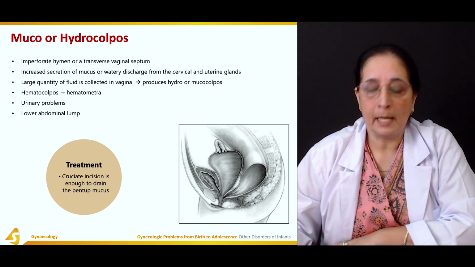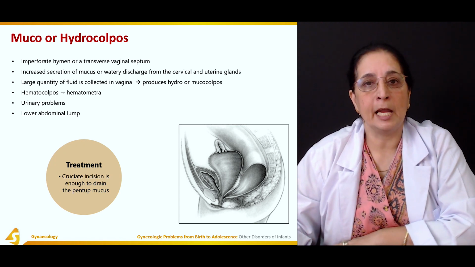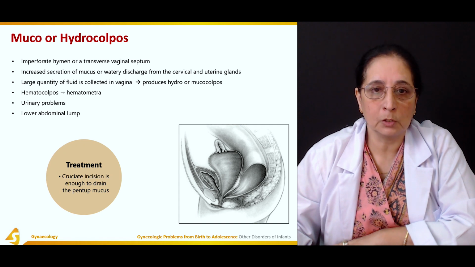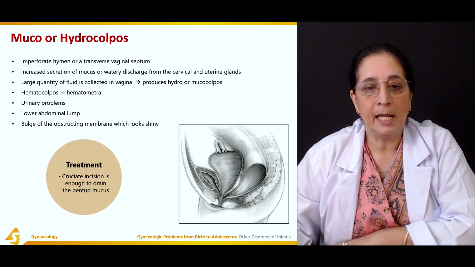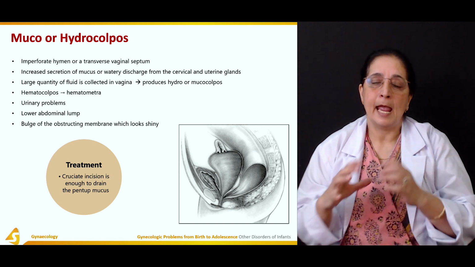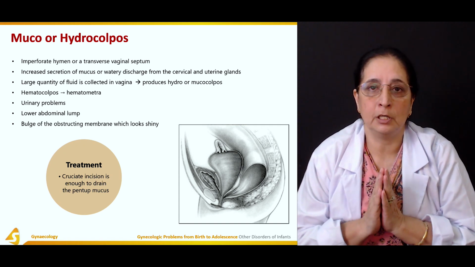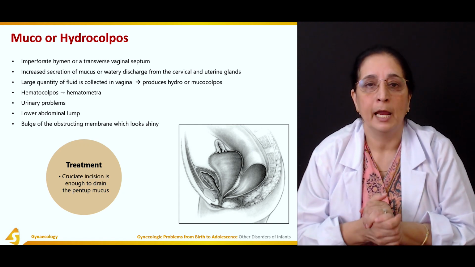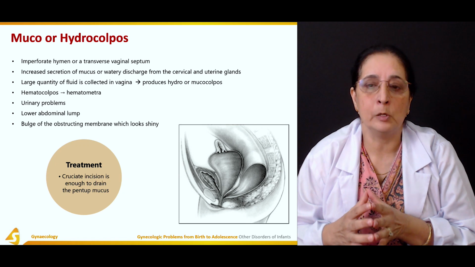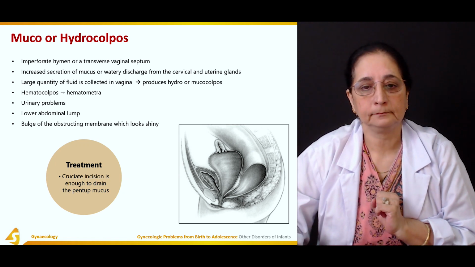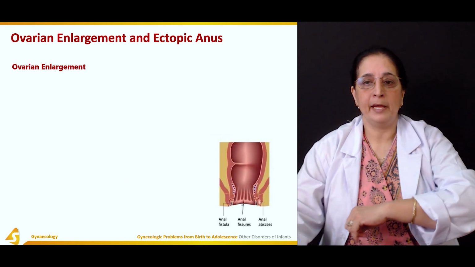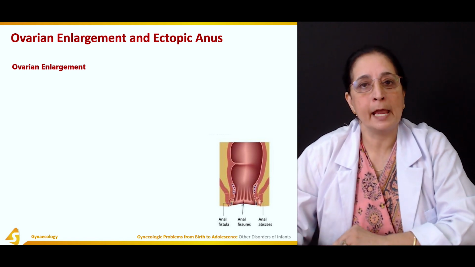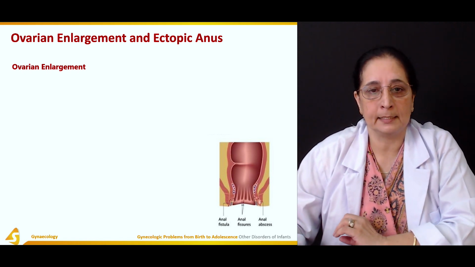A lower abdominal lump is also present with hydrocolpos or mucocolpus. There is a bulge of the obstructing membrane, which looks shiny as a result of the pressure on the hymen. The hymen bulges out, and the membrane looks shiny. Next, ovarian enlargement and ectopic anus.